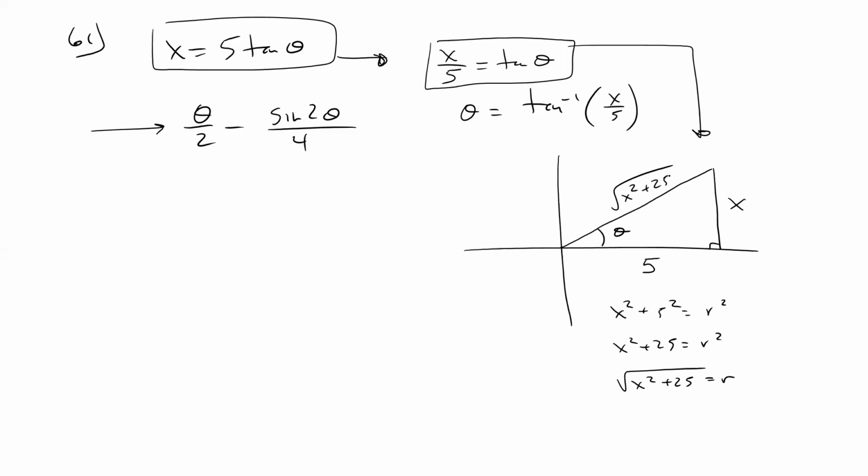Wait, so wouldn't it just be x plus 5? Pythagorean theorem says you still have to take a square root of it, and you have to square them first before you take the square root.